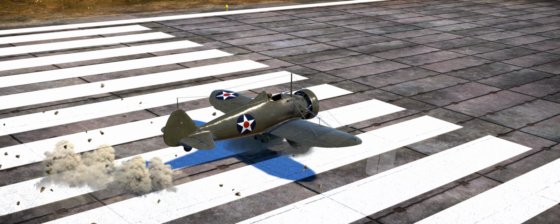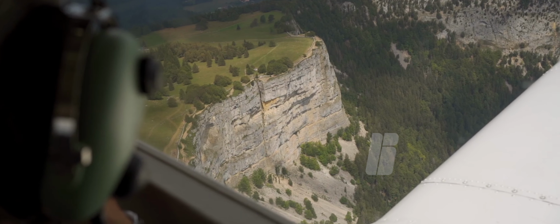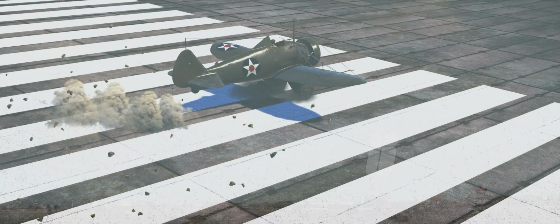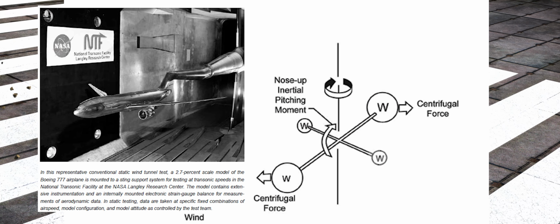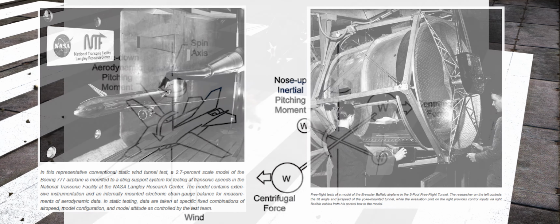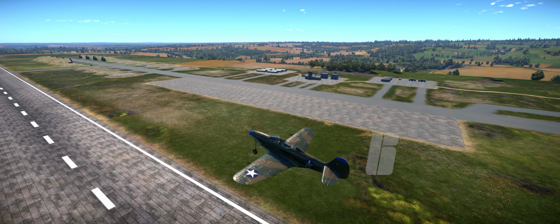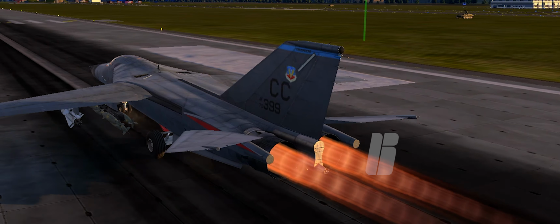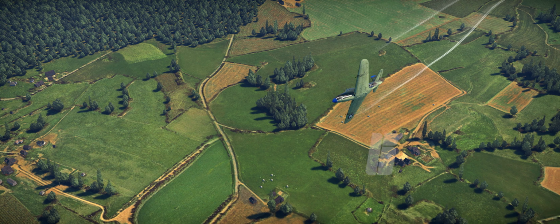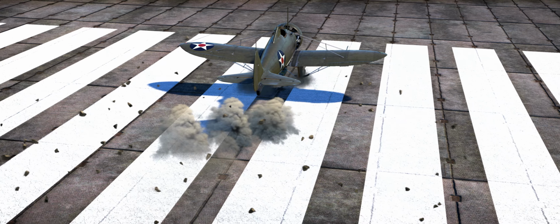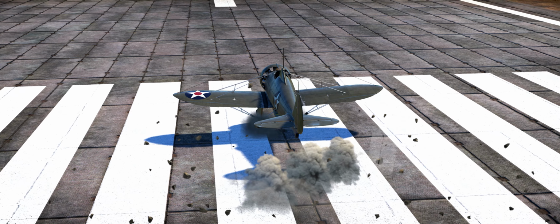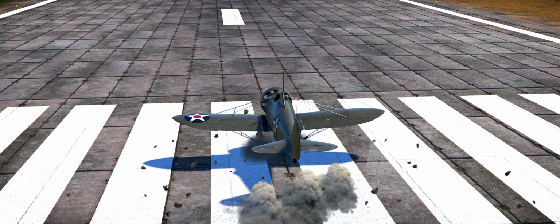Alright, so before we judge the game, we need to understand what a flight model is. In aerospace engineering, a flight model is a mathematical simulation that predicts how an aircraft behaves in air. It calculates things like lift, drag, thrust, weight, control surface response, stall characteristics, and energy retention. These forces determine how an aircraft climbs, turns, stalls, accelerates, or decelerates.